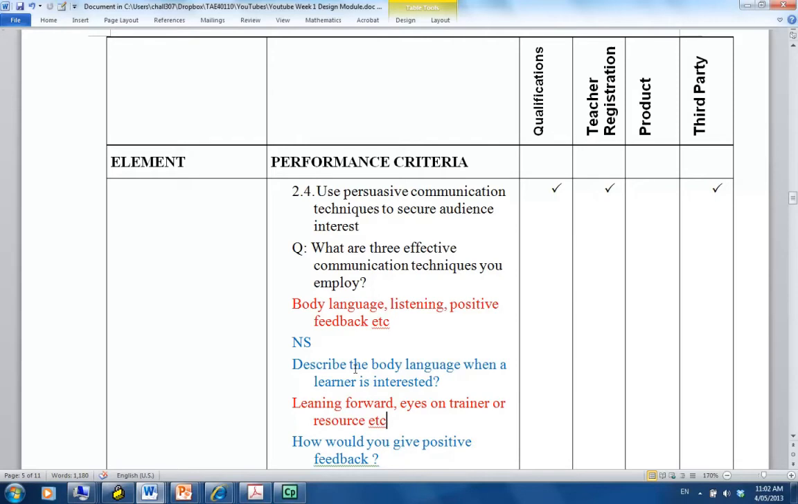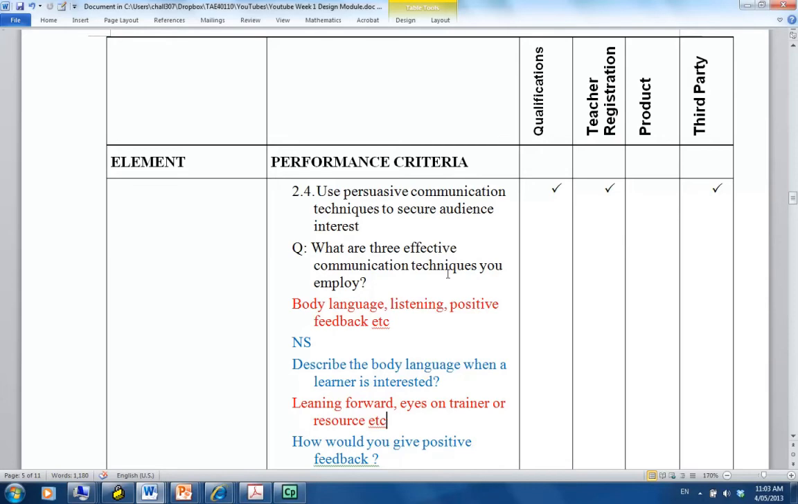So we're being a little bit more explicit in our question now, and this is a real art form, how to ask these questions. And this is only going to come through trial and error and committing to quality assurance. So instead of asking what are 3 effective communication techniques, that might just be a little bit too general. Let's look at specifics that anyone could answer. Describe the body language when a learner is interested.